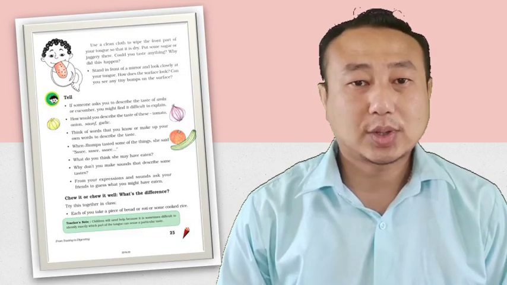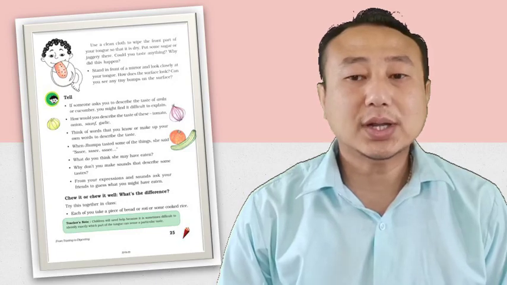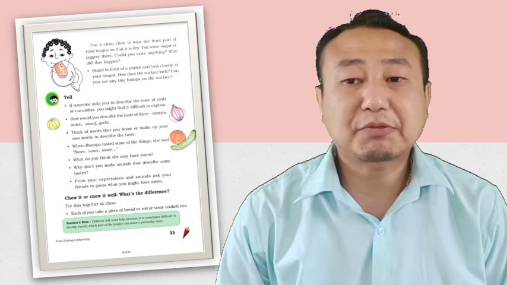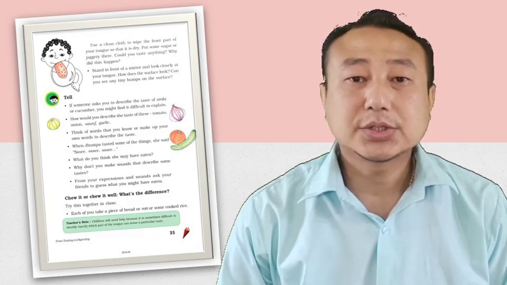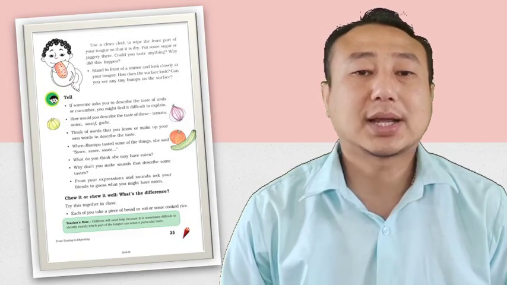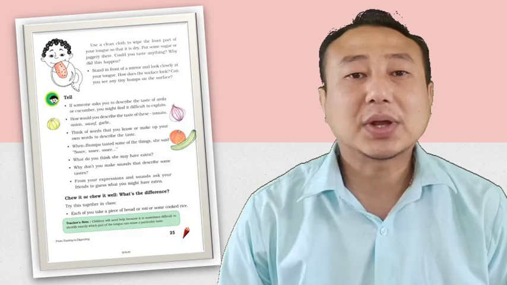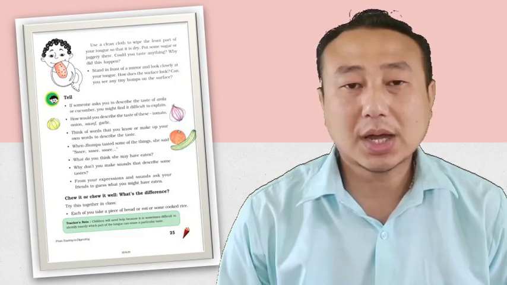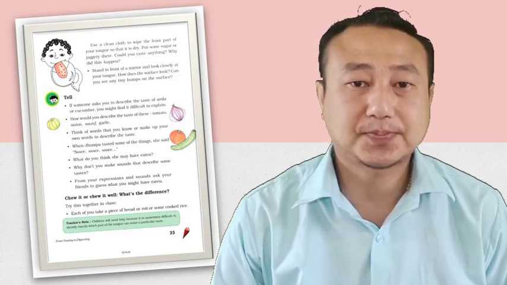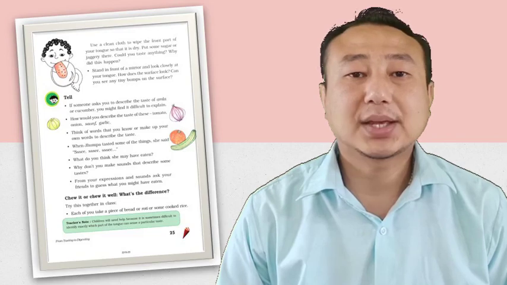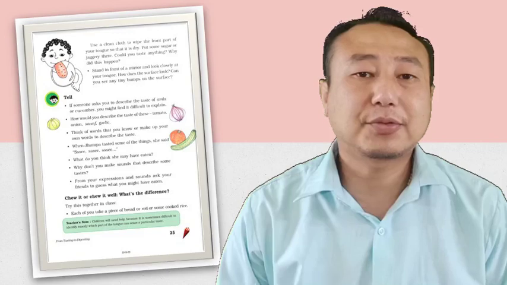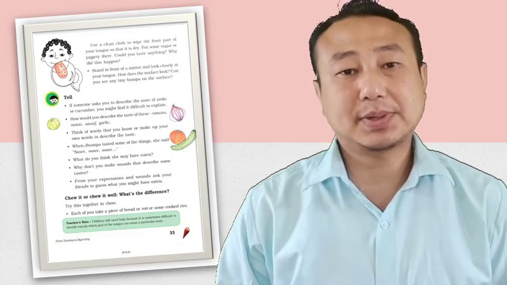The next section is tail. If someone asks you to describe the taste of amla or cucumber, you might find it difficult to explain. There are some food items whose taste can be explained very easily, while for some food items the taste is very difficult to explain. In case of the amla, we can say directly that it is sour in taste. In case of lemon also, it is sour in taste. But for cucumber, it is very difficult to tell the taste. Not only cucumber, there are many other food items whose taste is very difficult to explain.